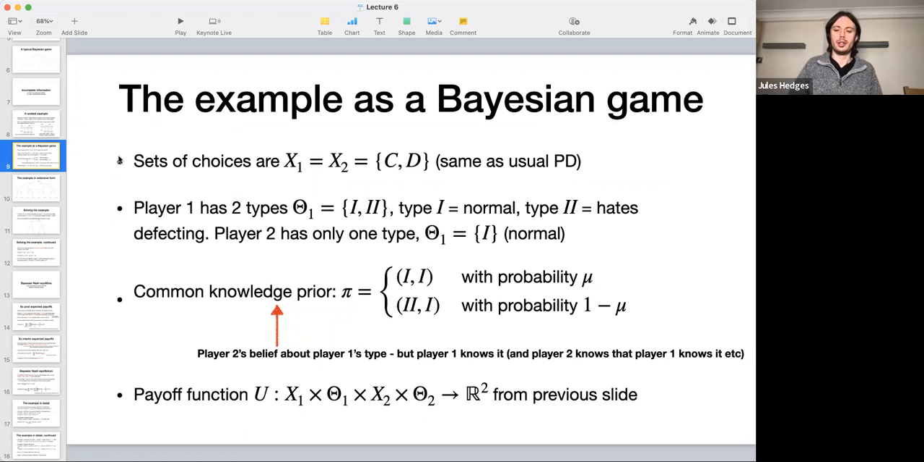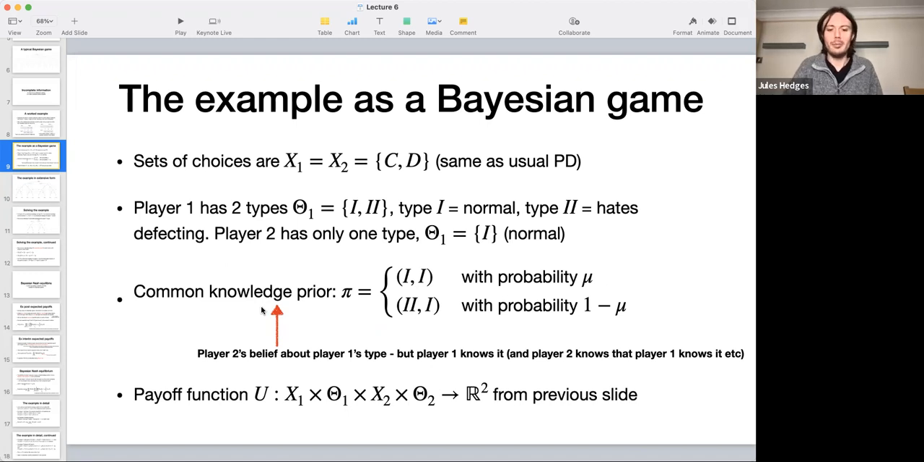So to fit this into the definition, we still have the moves for both players are cooperate and defect. Player 1 is going to have two types, 1 and 2, where 1 is normal and 2 is hate defecting. Player 2 is going to have only one type, which is normal. And now we're going to have a common knowledge prior. So that is to say, we could have the combination of types 1, 1 with some probability mu, and the combination of types 2, 1 with probability 1 minus mu. So these two are all of the combinations of types that could happen because player 2 only has one type.